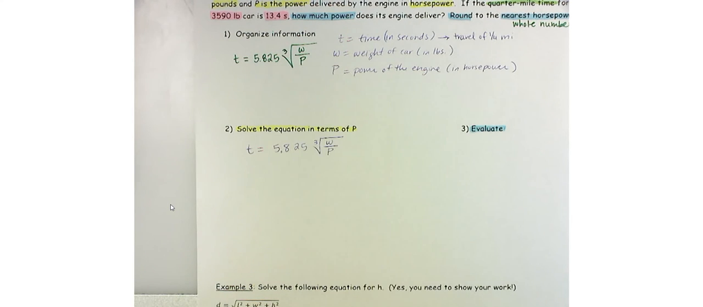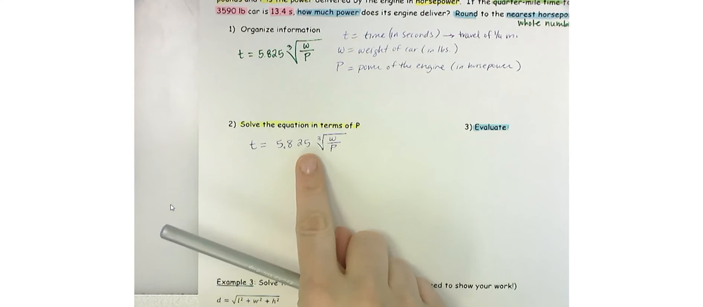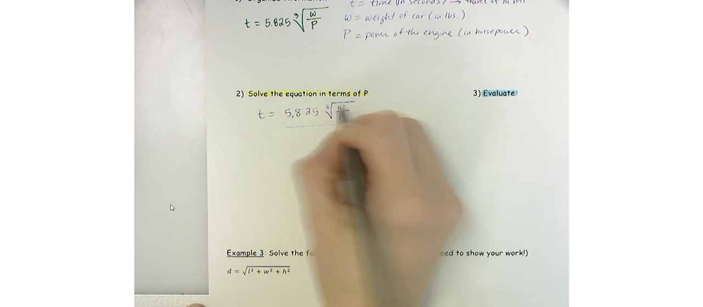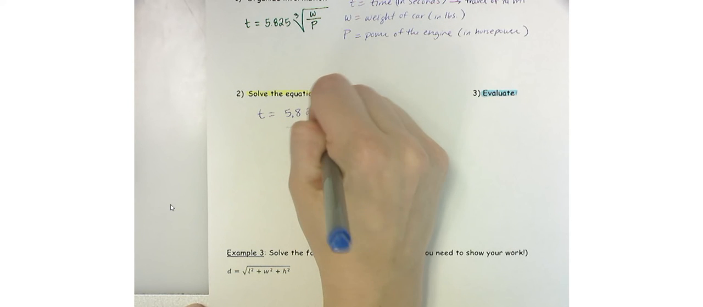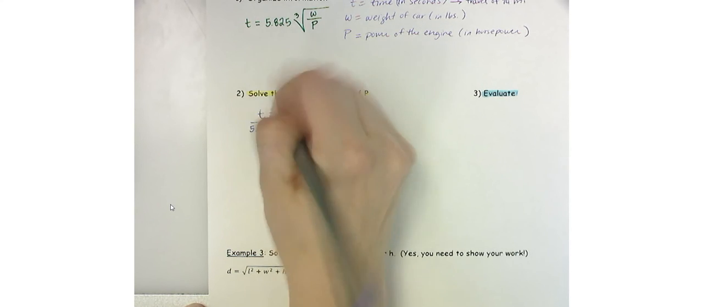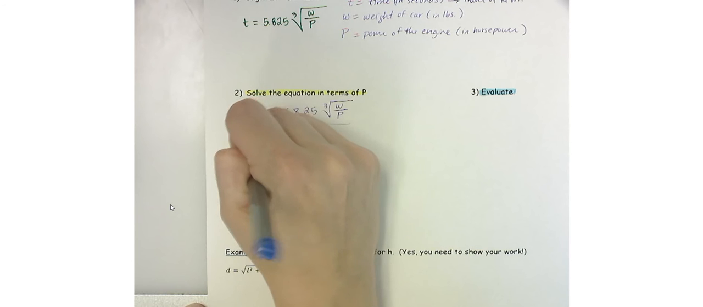Okay, so now that those divide to make 1, I have the cube root of W over P. Okay, Kira, what are you thinking? What should we do next? Yep, and what's that going to do? Good. So we're going to cube it to undo the cube root.